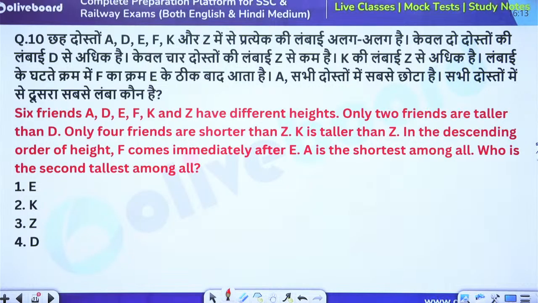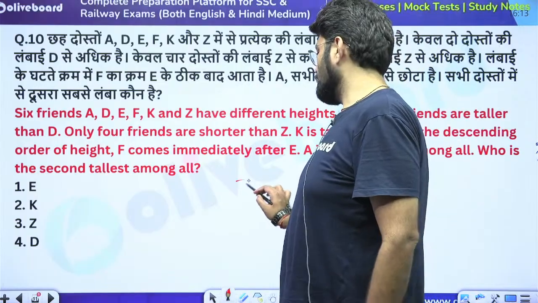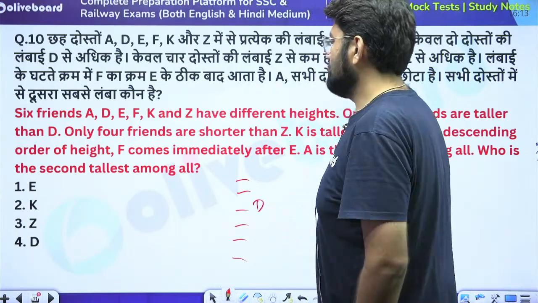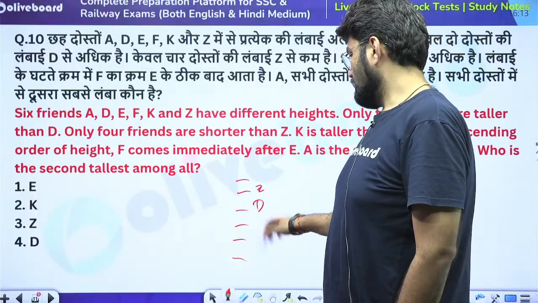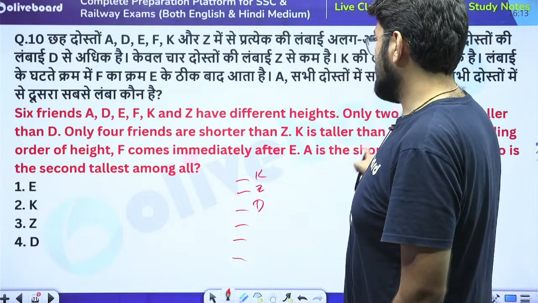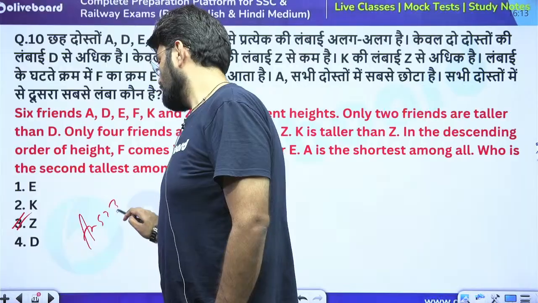6 friends have different heights. Only 2 friends are taller than D. Now 6 friends, that means 1, 2, 3, 4, 5, 6. Only 2 people are taller than D, that means D is here. Only 4 friends are shorter than Z. So Z is here. K is taller than Z. Great. What is the question? Who is the second tallest? So it's Z. We already know the answer.